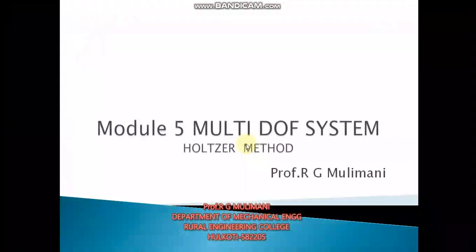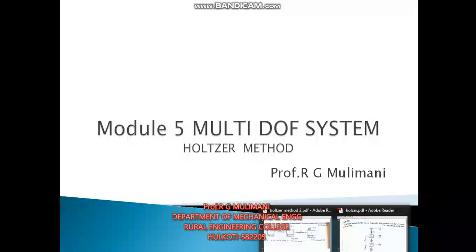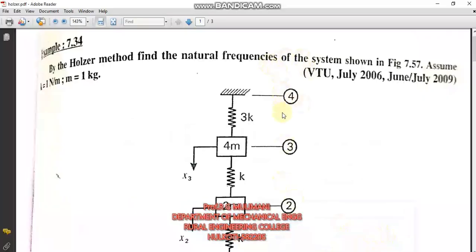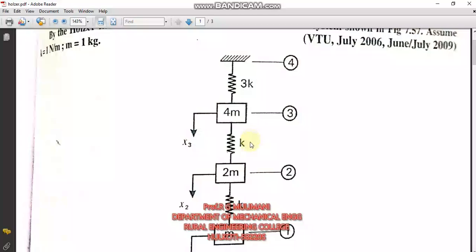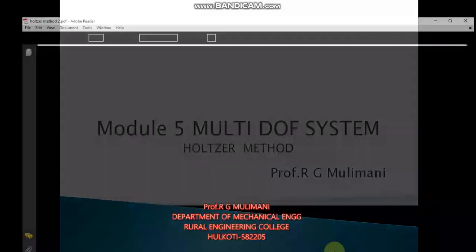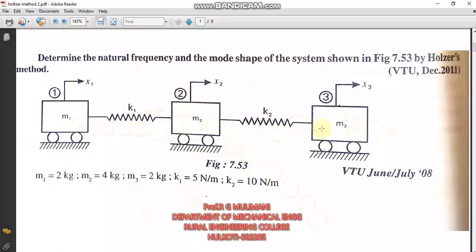Hello, welcome back. In this video session you will see one more problem on the Holtzer method. It is for the free system. In the first problem we have solved this Holtzer method for the free and fixed system. Here you can see the first problem. Here it is a mass spring system where one end is fixed and the other end is free. Now we solve a problem where both ends are free.